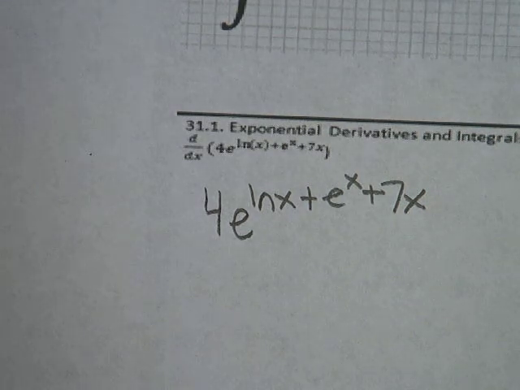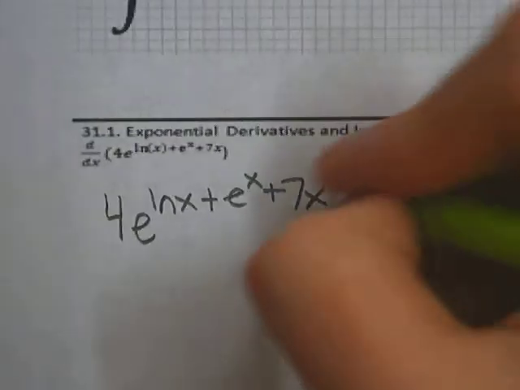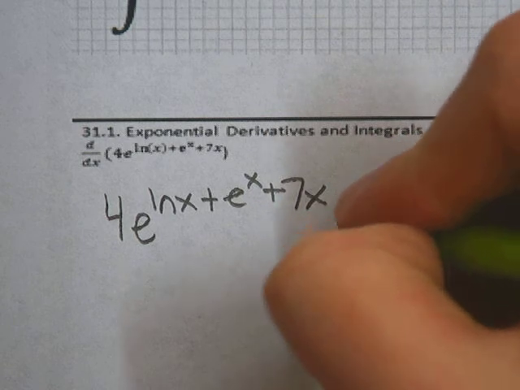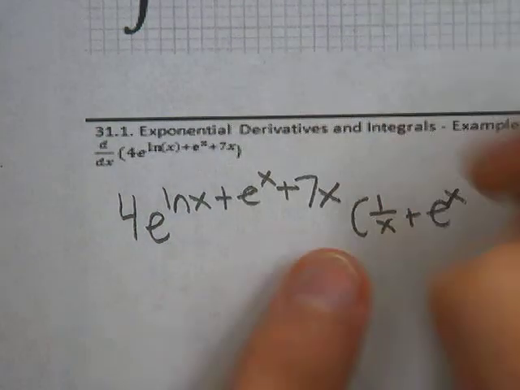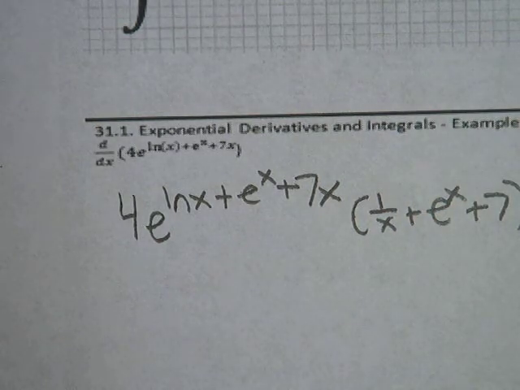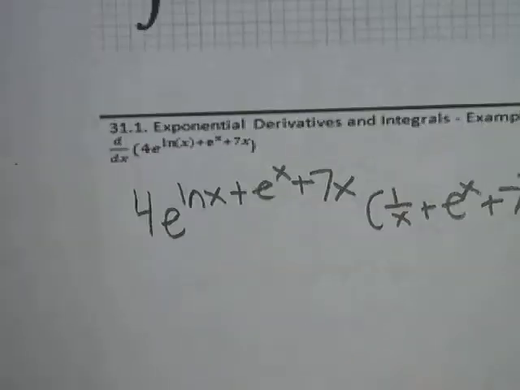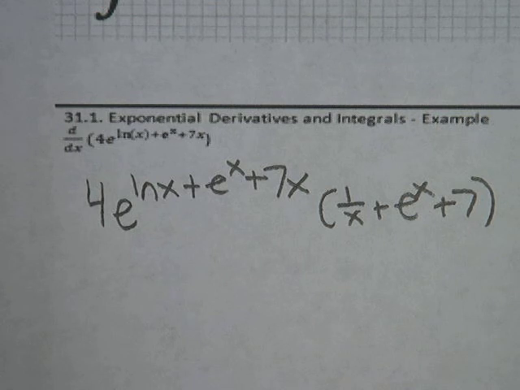Now I have to chain rule the inside, in this case being the exponent, so I have to multiply by 1 over x, which is the derivative of natural log of x, plus e to the x, which is the derivative of e to the x, plus 7. Cool, that's it. That's the end of the problem. So the only thing that was really added here was a chain rule.